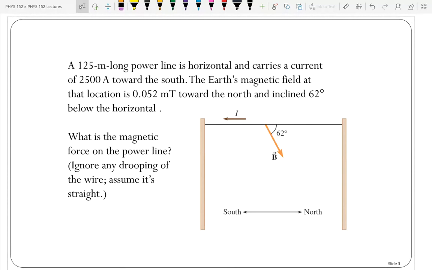A 125-meter long power line is horizontal and carries a current of 2,500 amps toward the south. You can see here the picture has north and south identifying the direction of the current. And the Earth's magnetic field is 0.52 millitesla toward the north and inclined 62 degrees below the horizon. So I have my angle, I've got what I need. What is the magnetic force on the power line? Ignore any drooping of the wire, assume it's a straight wire.